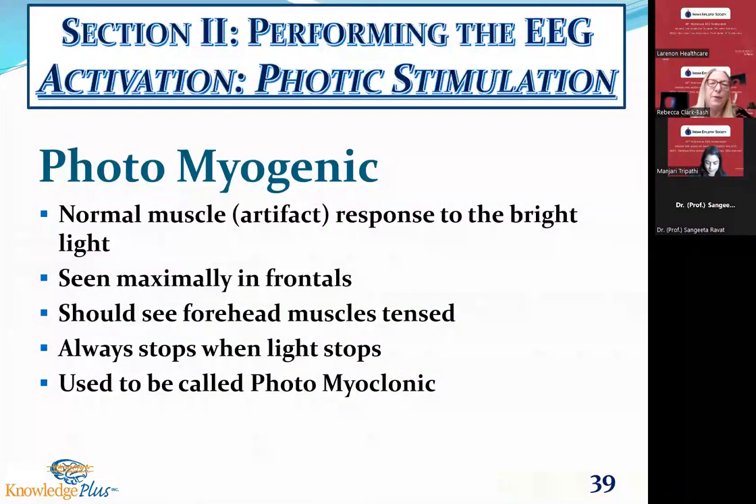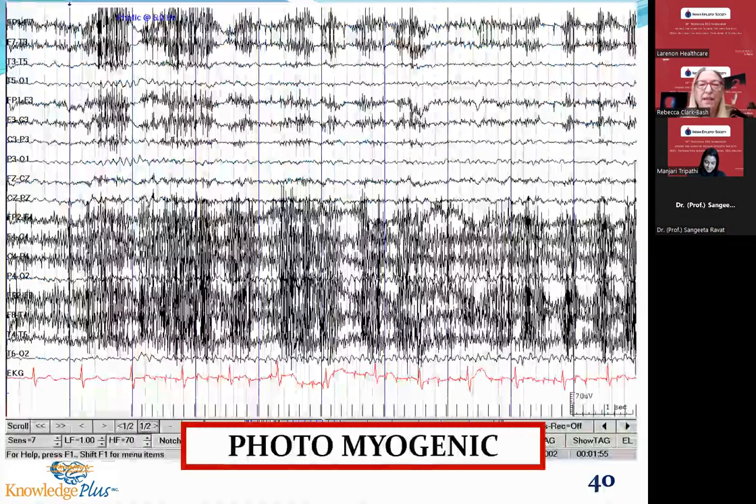And photic stimulation can produce many different types of changes in your EEG. Most common is photomyogenic. So photomyogenic is just muscle artifact from the patient going, oh, that light is bright, and their face scrunches up. And as soon as the light stops, it goes away. Now, this used to be called photomyoclonic. Why do you think they got rid of that word? They got rid of myoclonic because myoclonic could be interpreted by a lay physician, not a neurology or psych-based physician, as being linked to epilepsy. So they changed myoclonic to myogenic. Some of the older books, like Niedermeyer, still show that terminology, myoclonic.